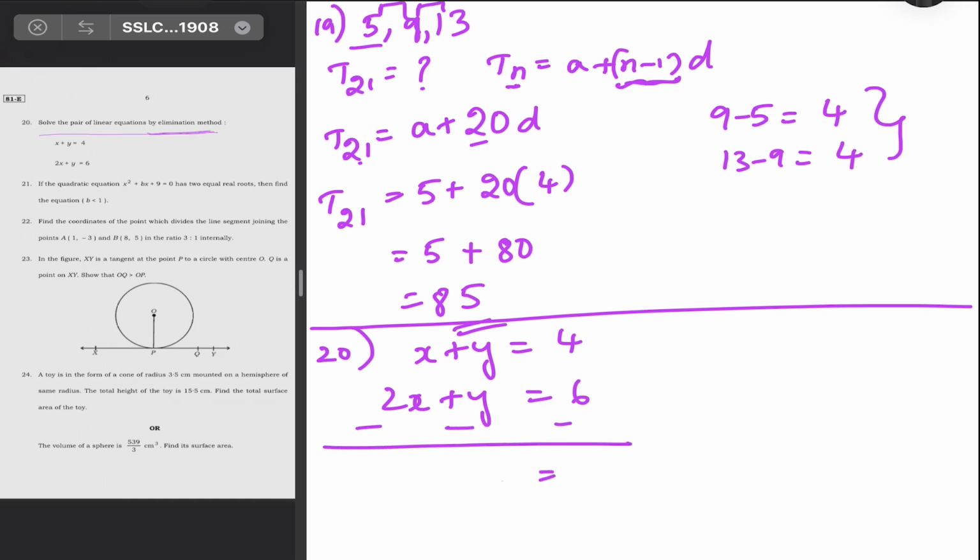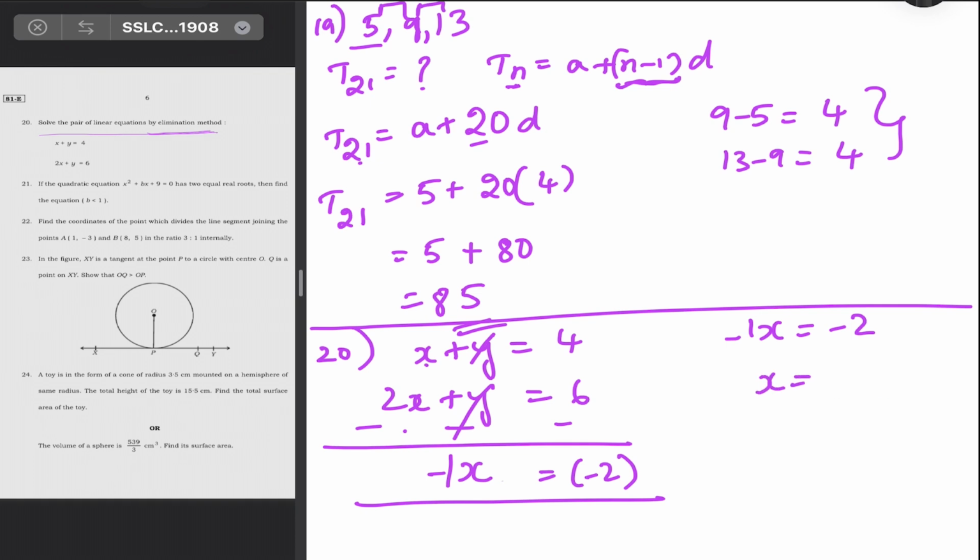4 minus 6 is minus 2. y and minus y get cancelled, and x minus x is minus x... that is nothing but minus 1x. So minus 1x is equal to minus 2. Therefore, x is equal to 2.